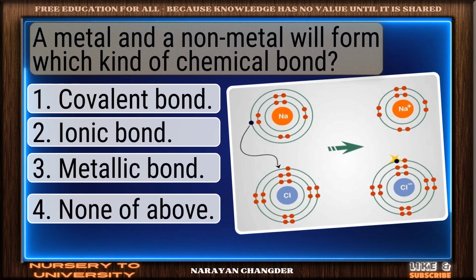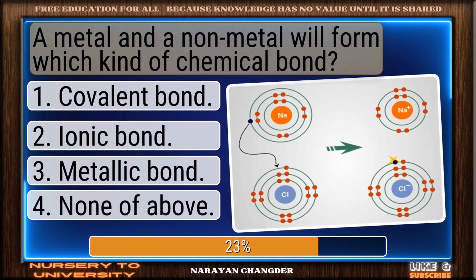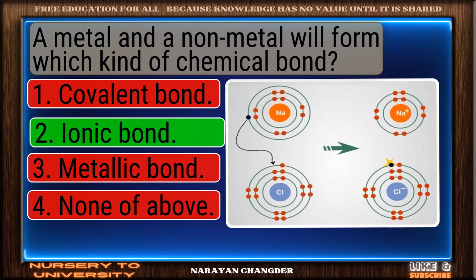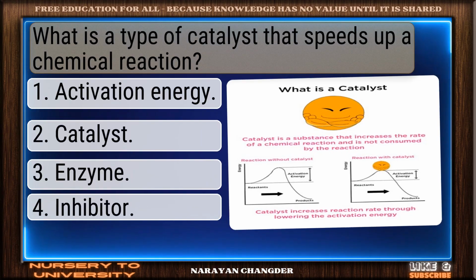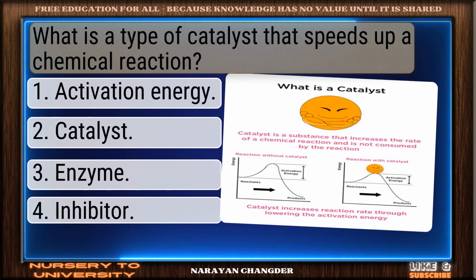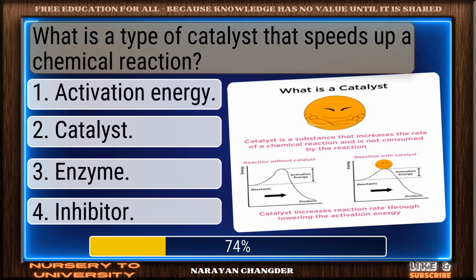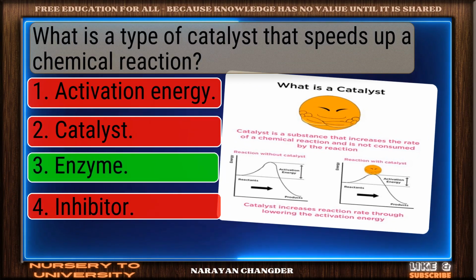A metal and a non-metal will form which kind of chemical bond? You're right. Ionic bond is the correct answer. What is a type of catalyst that speeds up a chemical reaction? Well picked. Enzyme is the correct answer.